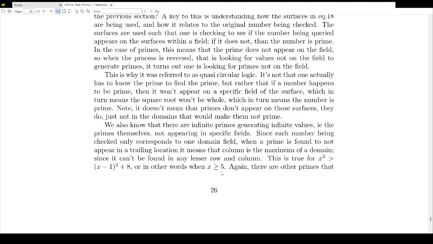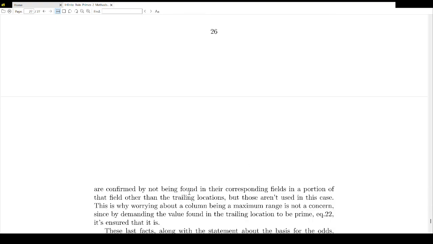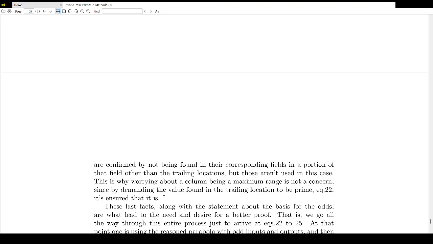Which again, I used that other requirement at one point that said it's only valid for x greater than or equal to 24 or wherever it was. But that's fine, because you can rule out the first 24 columns of the chart, and you still have infinite values after that where this system works. Again, there are other primes that are confirmed by not being found in their corresponding fields in a portion of that field other than the trailing locations, but those aren't used in this case. So it's just other stuff that we ignored. This is why worrying about a column being a maximum range is not a concern, since by demanding that the value found in the trailing location be prime, it's ensured that it is.